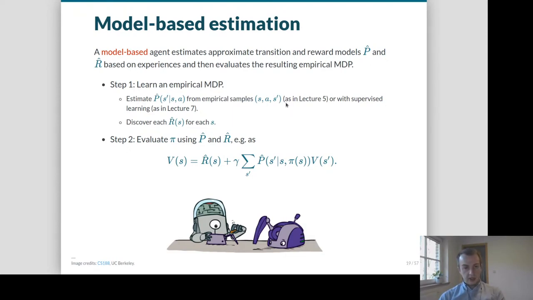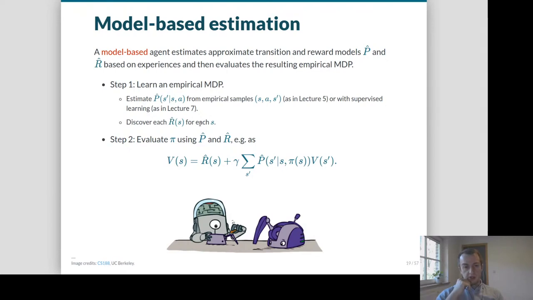You could do similarly for the rewards. So in this case, we assume that the reward is not stochastic, so it makes our life a bit simpler. You would just have to discover what is the reward associated with each state S, right? And that would happen if you explore sufficiently many states in the environment.